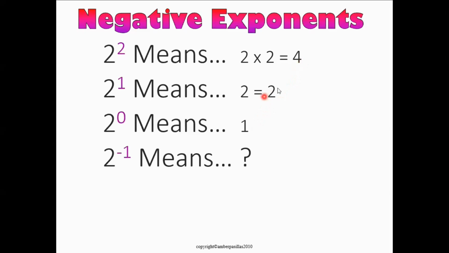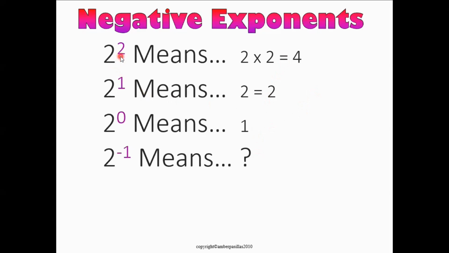So from 4 to 2, if we divide this by 2, we're going to get 2. If we divide 2 by 2 again, we're going to get 1. And so this is one of the ways that they justify why 2 to the power of negative 1 is 1 over 2. If we take this 1 and continue the pattern and divide it by 2, we will end up with 1 over 2. And this will work for any number that is not 0.